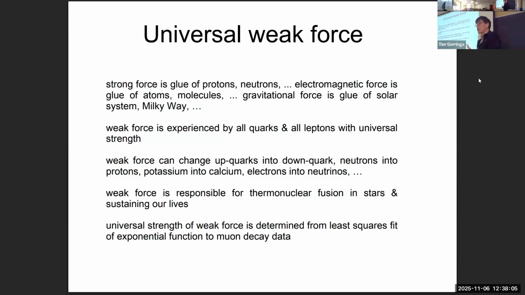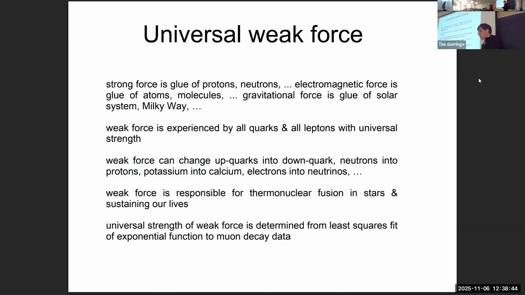It will transform quarks from one type to another type. For example, it can transform up quarks to down quarks and vice versa, strange quarks to charm quarks and vice versa. It transforms neutrons into protons and protons into neutrons, which is the basis for nuclear beta decay, and ultimately transforms different nuclei into neighboring nuclei.